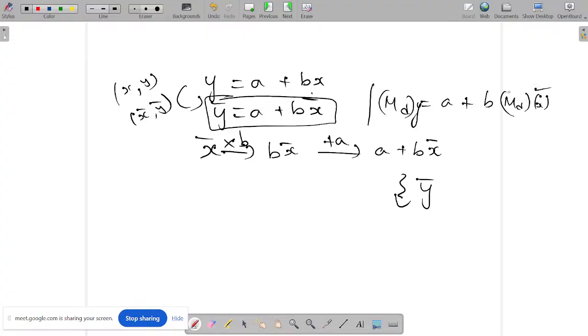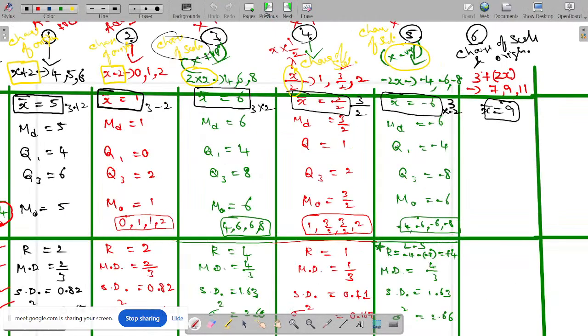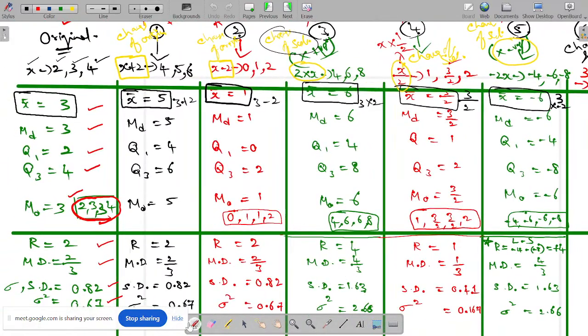What does it say here? Median is affected due to change of origin and or scale. You add or subtract the value, median will get affected. You multiply or divide the value, that is change of scale, median will get affected. Now let me check what we have done earlier. We just check this concept alone. We have done the complete problem. I'll mark it in red.